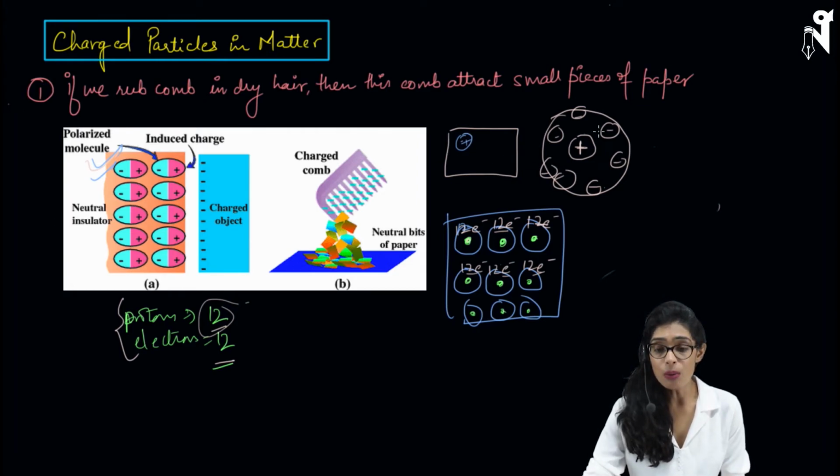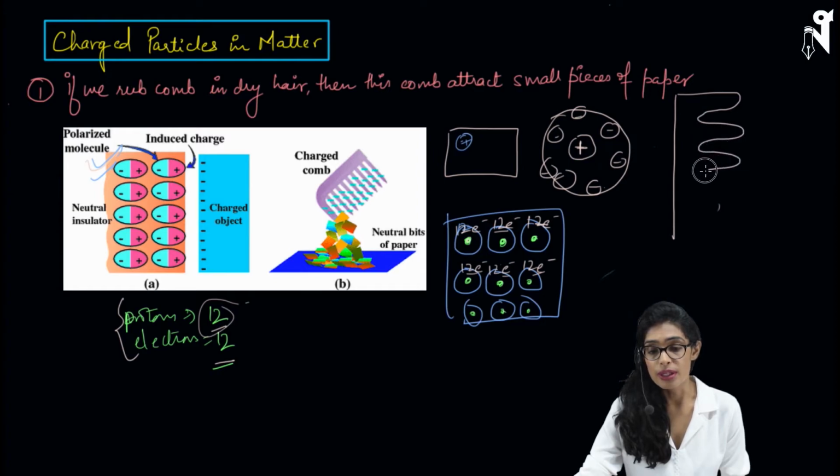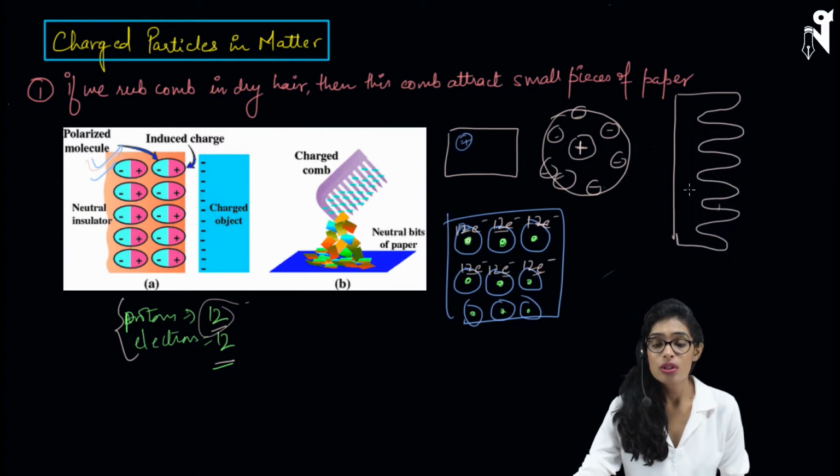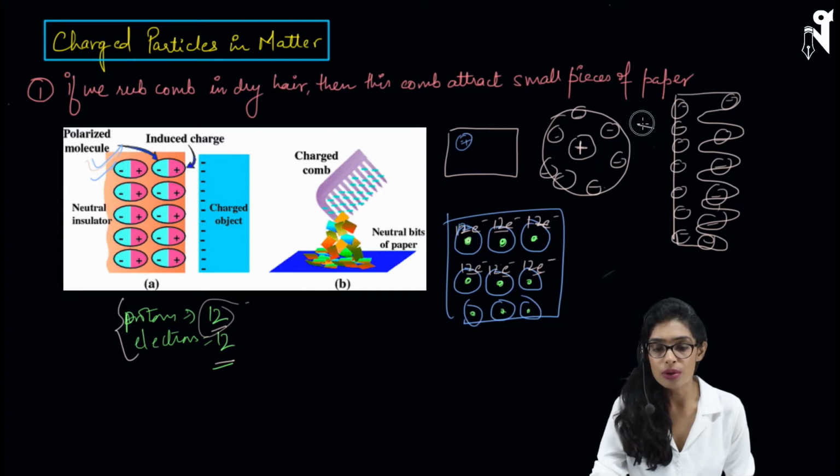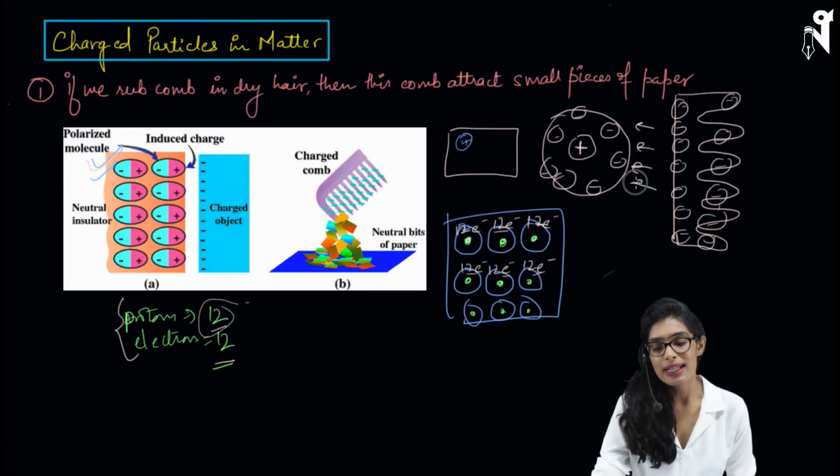Now what will happen when I bring a charged comb closer to it? The surface of the charged comb has a lot of negative charges on it, or you can say it is negatively charged because of the charge it has gained through the hair. So when it comes closer to this atom, what exactly is going to happen?